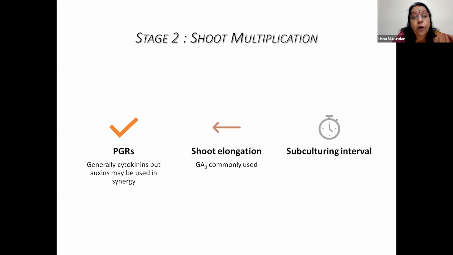Subculturing interval will depend upon the plant. Some plants show a very rapid multiplication rate. As a result, you might have to subculture them more frequently because the medium gets depleted very rapidly or the nutrients will become less. So when you subculture them to a fresh medium, they will start growing more vigorously and they'll be more healthy.